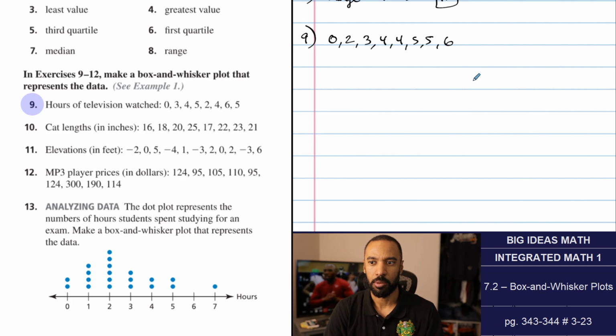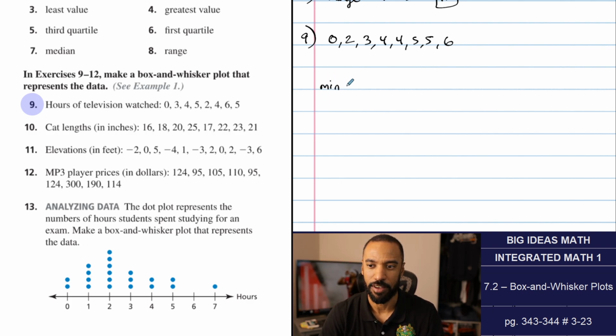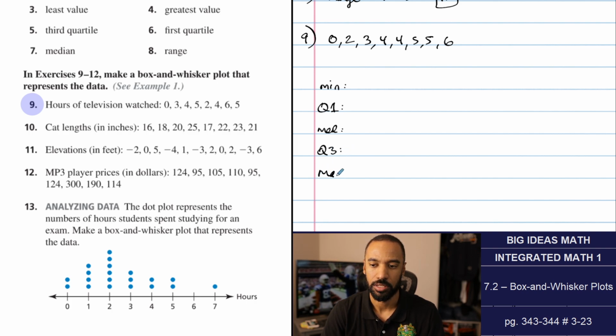Now, to do the box and whisker plot, it's best to pull out a 5-number summary to begin with. What is the min? What is the first quartile? What's the median? What's the second quartile? Or the third quartile? And what's the max? Right here. Min and max, easiest to answer there, are 0 and 6. Median is halfway between the two middle values, so 4 and 4, which is 4.